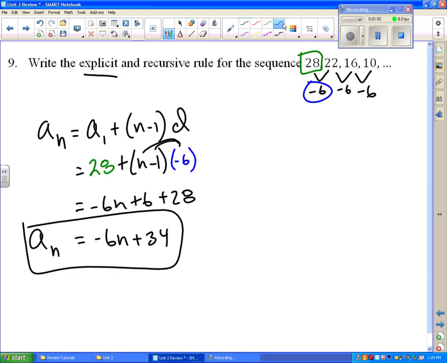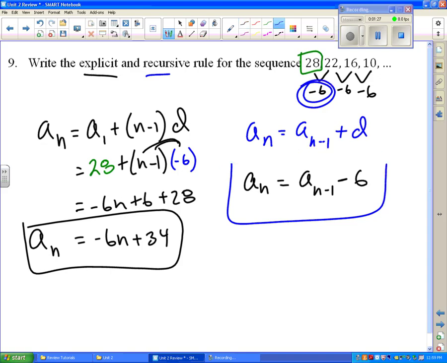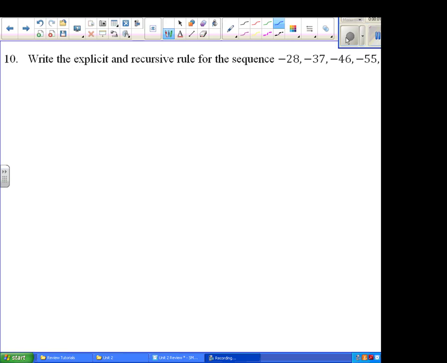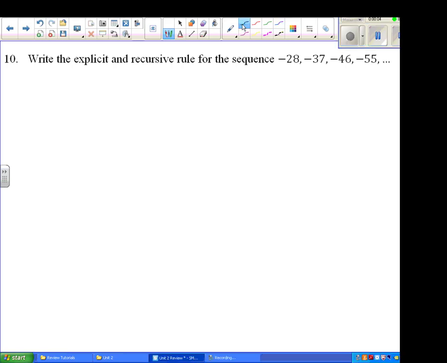And my recursive rule, remember the general form of the recursive rule is just the previous term plus our common difference, so a of n minus 1 plus d. So all we need to do is say a of n equals a of n minus 1, and in this case it's minus 6 because my d was minus 6. Common difference was minus 6.